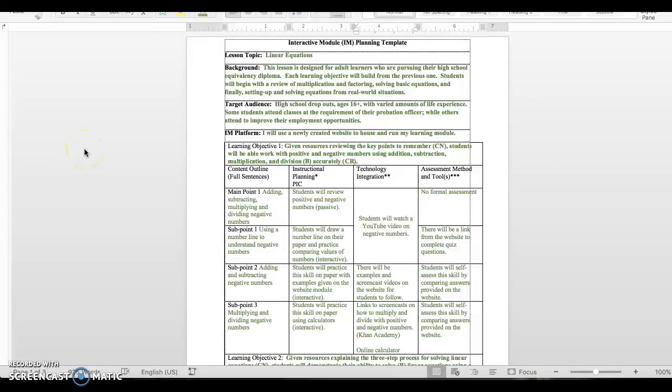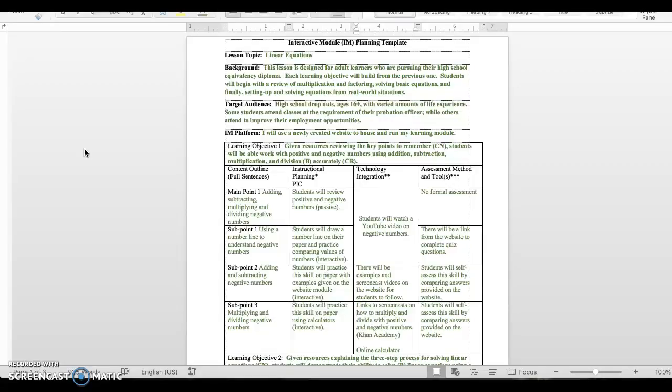Good evening. The purpose of this screencast is to review the interactive module planning template for this week's assignment. My lesson topic is linear equations, and to give you a little background, it's designed for adult learners who are pursuing their high school equivalency diploma.